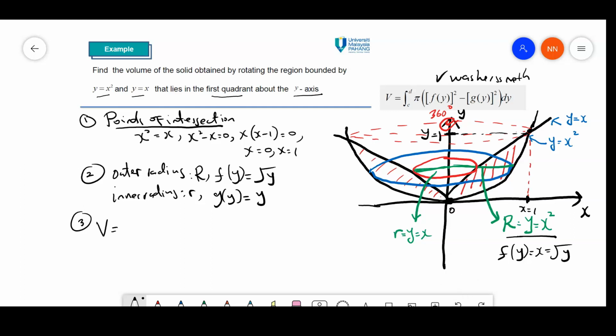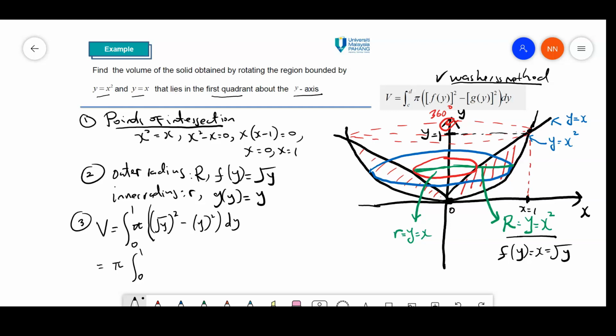Okay, this is the Washer method formula. So we will use this formula. We will integrate from 0 to 1, pi times F(y), your outer radius squared, so square root y, squared, and then minus G(y), your inner radius squared, with respect to y. I bring pi outside, as a constant.